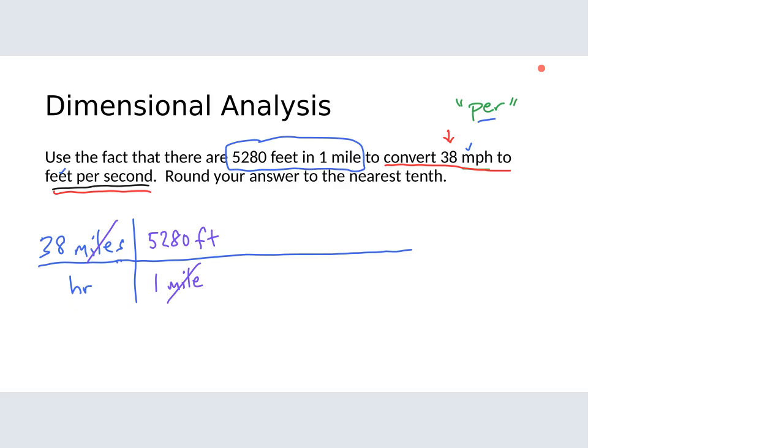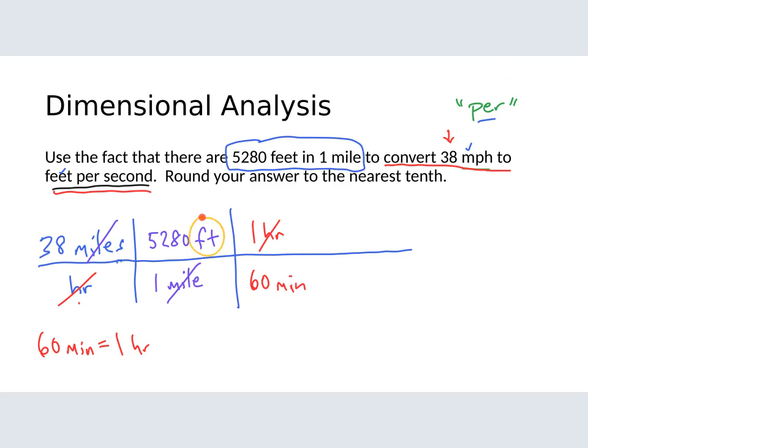So now I'm done with the feet. That's where I want it to be. What I've got to do next is work on changing these hours to seconds. I don't know about you, I don't have any idea how many seconds there are in an hour. But a unit fraction that I could use is the fact that there are 60 minutes in 1 hour. That I know, so I'll use that. Hours are in the bottom, so I'm going to put my 1 hour on the top and my 60 minutes on the bottom. Hours cancel. Okay, I'm not quite there yet.